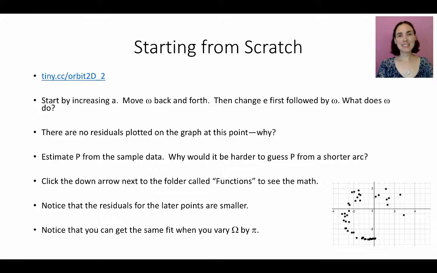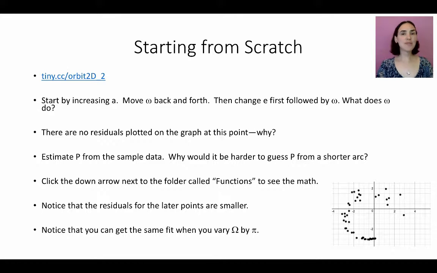And it's complicated, and I don't pretend to understand it. Hagen wrote it all. You'll notice he also made this data realistic. The residuals, this amount of scatter, is smaller in later data points. These are the later data points at the bottom of this graph. And you'll notice that you can get a similar goodness of fit by varying capital omega by pi.